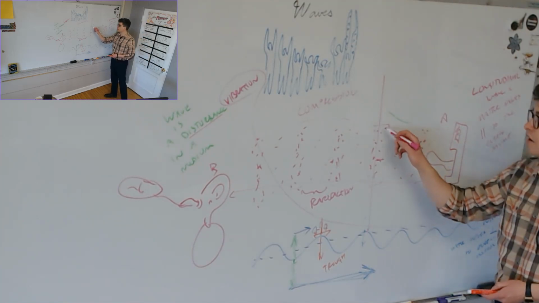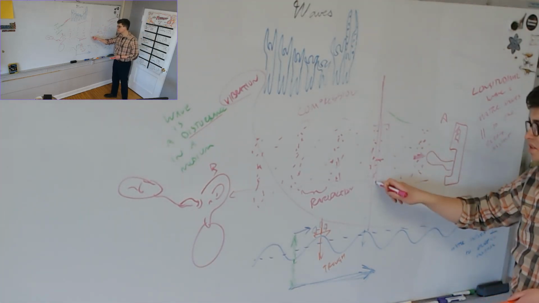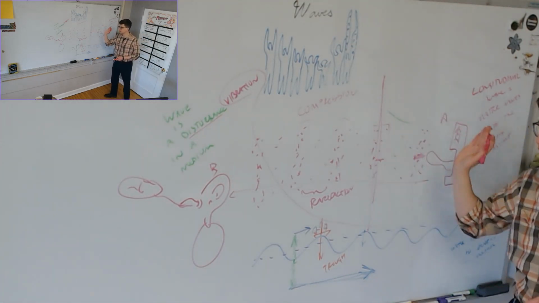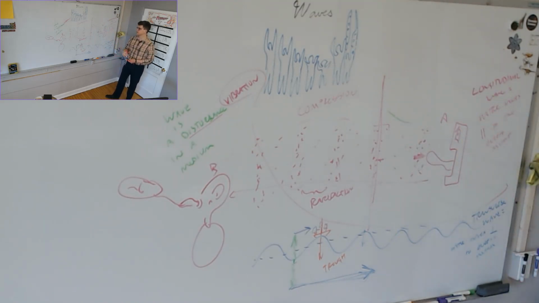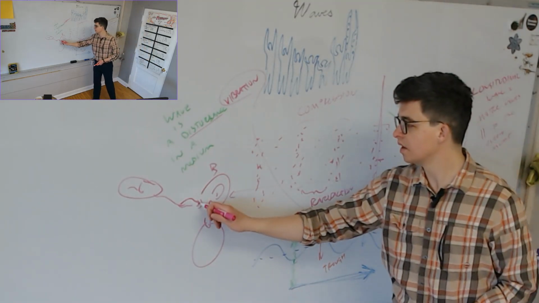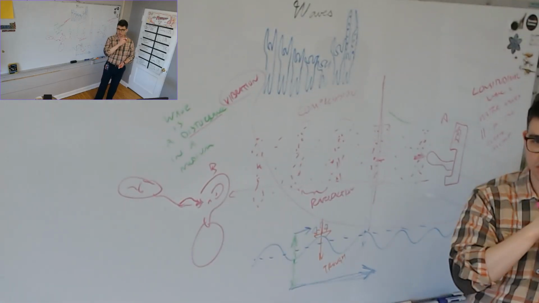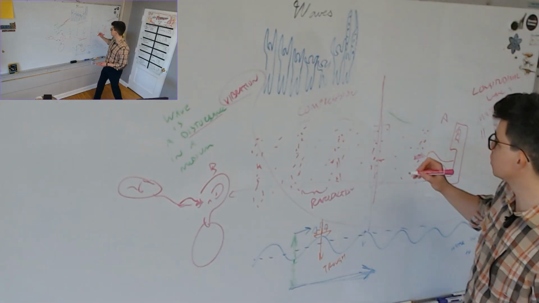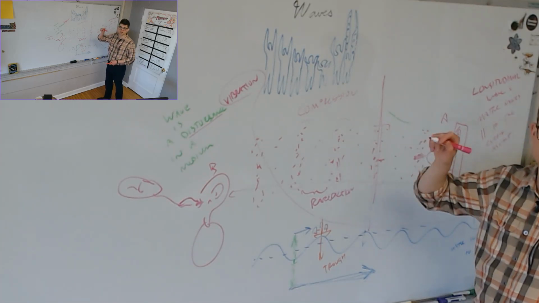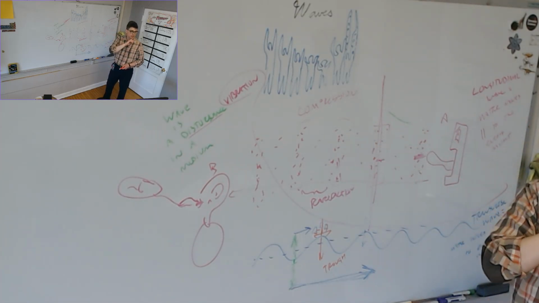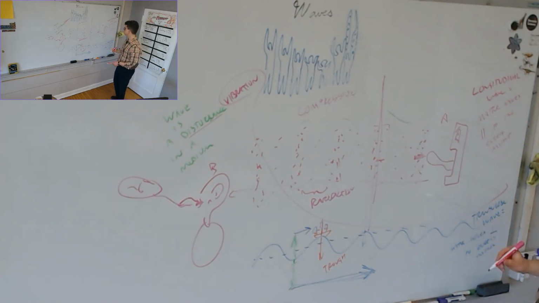So if we look at an individual place, compression, rarefaction, compression, rarefaction, our ears pick that up. That vibration causes our eardrum to vibrate, which nerves pick up and send to our brain as a sound. This is a longitudinal wave. Compression, rarefaction. Thank you, Tristan. I can tell you're actually taking notes because I can hear it.